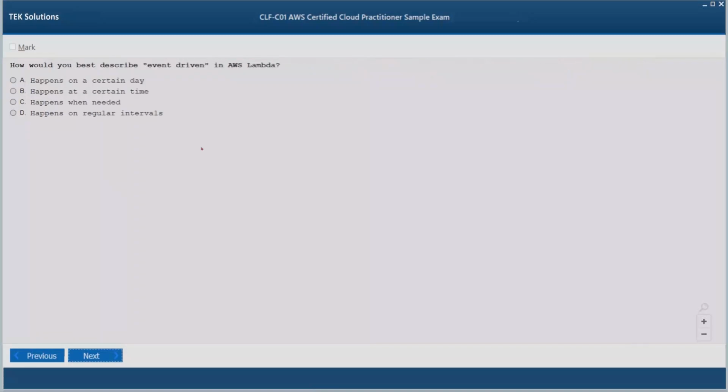How would you best describe event-driven in AWS Lambda? Option A, happens on a certain day. B, happens at a certain time. C, happens when needed. And D, happens on regular intervals. So, what is meant by event driven? And the answer is happens when needed. Whenever the event happens, it is going to run. That's the reason happens when needed, and the rest are not going to fit here.